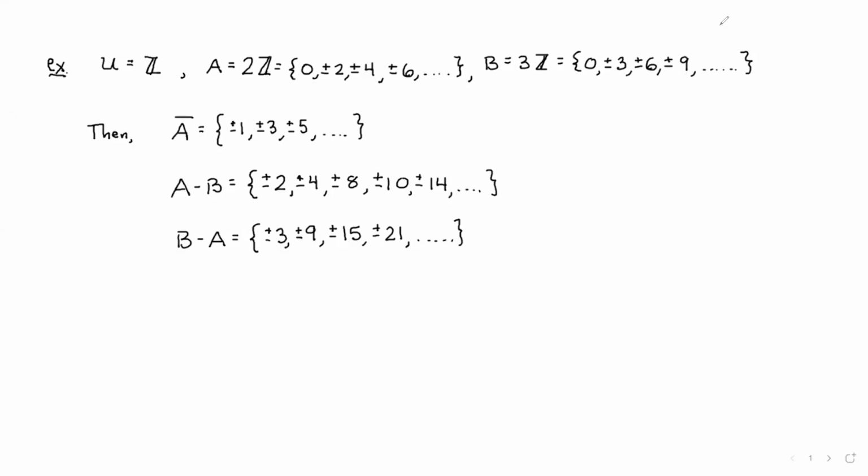Well, the universe is Z, and A is 2Z, so A complement is Z minus 2Z. And what is that? Well, Z minus the even integers is just the odd integers, which I've written as plus or minus 1, 3, 5, etc. Now what about A minus B? A minus B is equal to all the elements that are in A that are not in B. In other words, you take the elements of A and then subtract out the elements that are in the intersection of A and B.